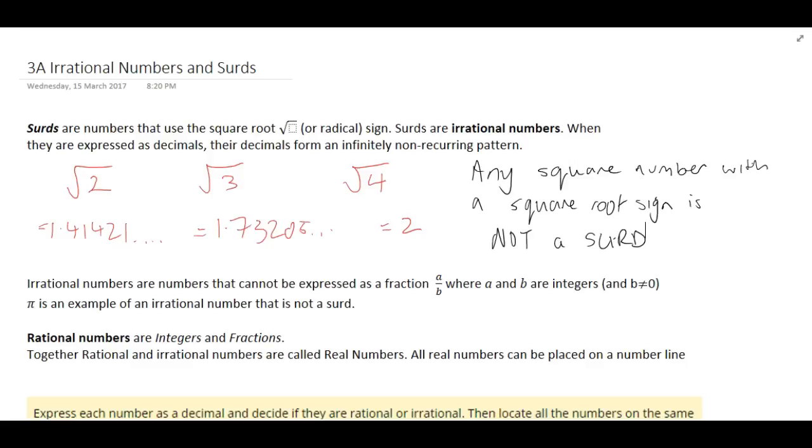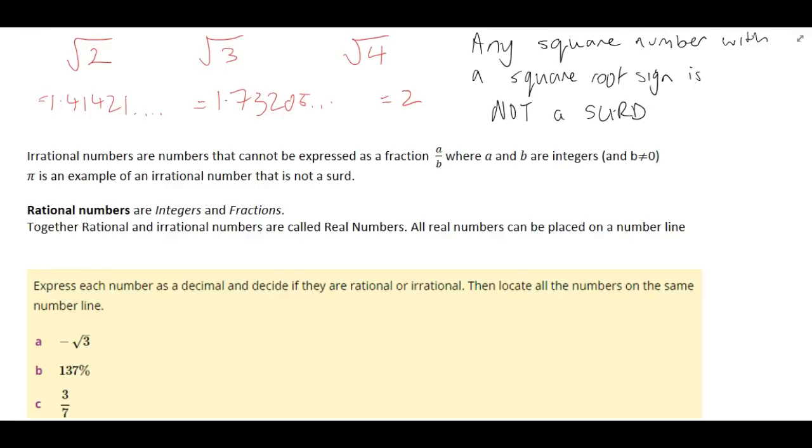Now, the technical definition of an irrational number is a number that cannot be expressed as a fraction a divided by b, where a and b are integers and b is not equal to 0. So all that means is, for example, you can't express the square root of 2 as a fraction where the top and the bottom are both whole numbers. However, you can express the square root of 4 as a fraction where a and b are whole numbers. 2 over 1 is a really good example. 4 over 2 is another example where those both equal 2. So they fulfill that criteria.